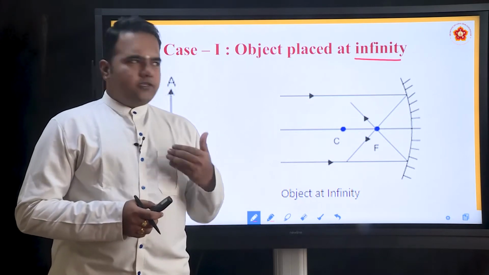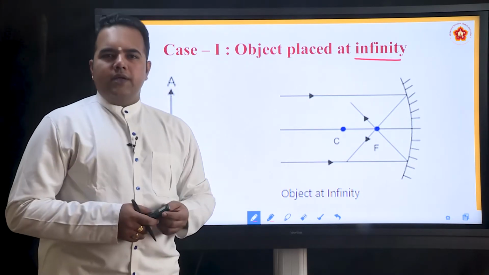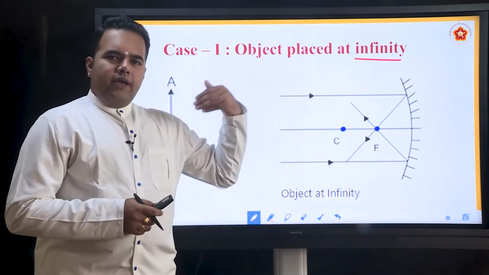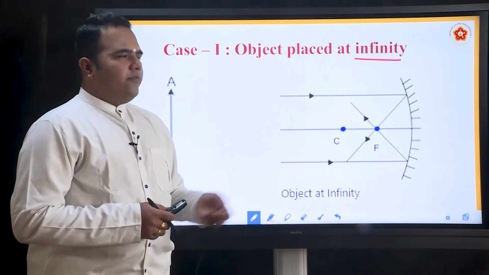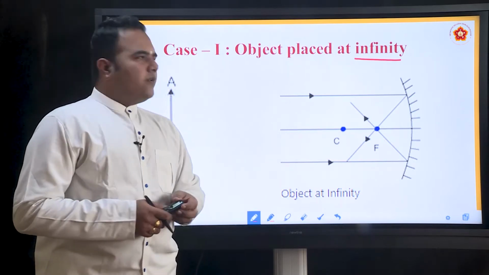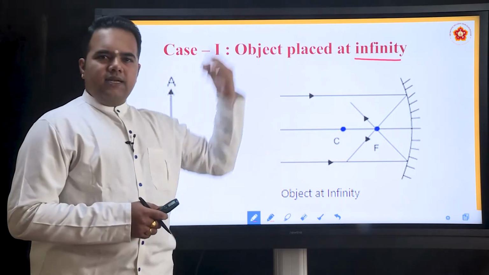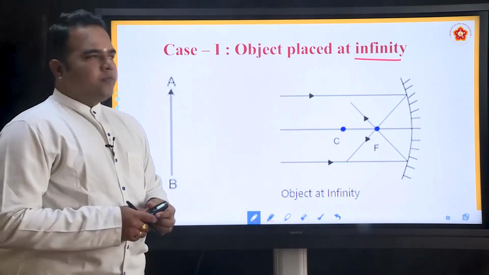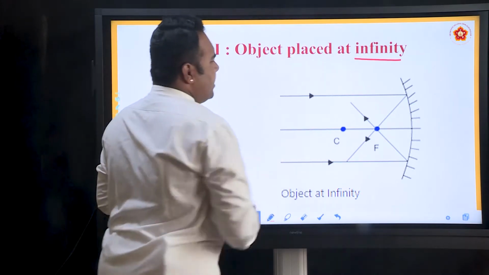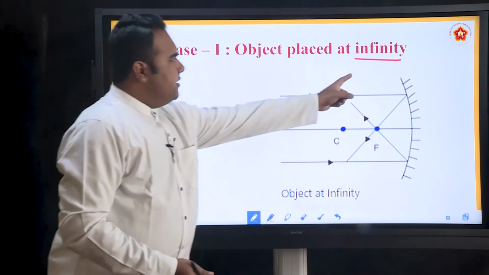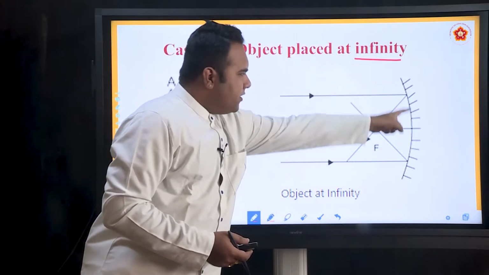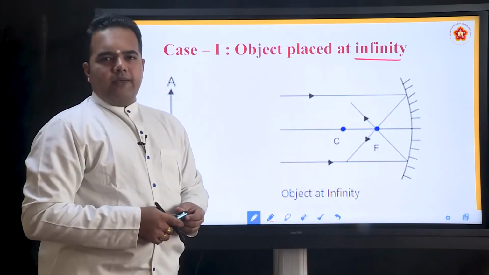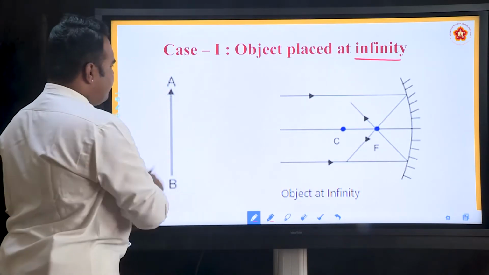Suppose you are holding a small concave mirror in your hand. Any buildings that are quite far away, or the distant hills, or even the sun being reflected in the mirror, can be thought of as infinity. So infinity is not a particular point, but generally we mean distances that are quite far away compared to the dimensions of the mirror. So the object is placed at infinity.